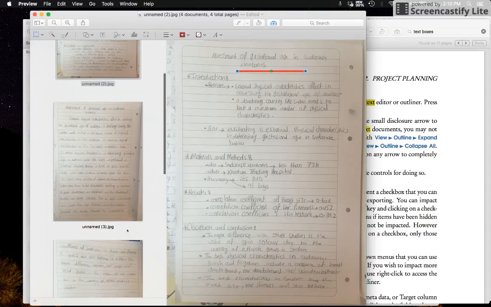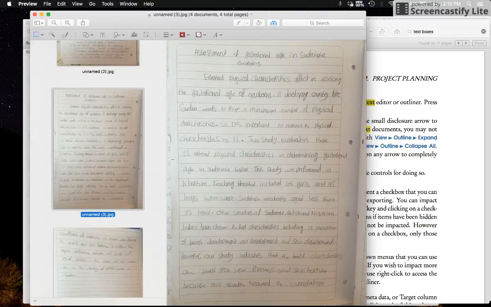Okay, let's see how your writing is. Okay, so good. You have a title, and it's all one paragraph. That's great. External physical characteristics are affected. Gestational. Okay, physical characteristics affect in assessing. Okay, so the grammar is a little bit of a problem here. It doesn't affect it. It is useful in assessing gestational age.